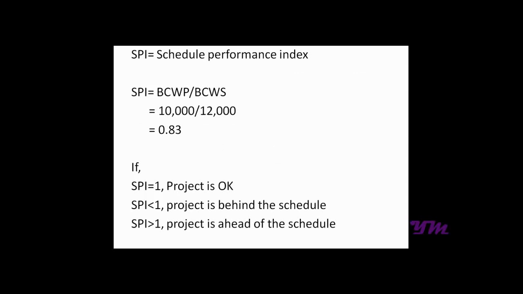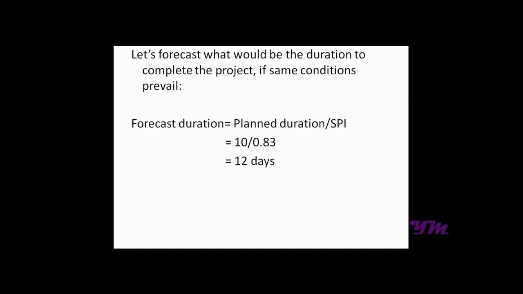Now we have another index, which is known as schedule performance index, which gives us details about the schedule. According to the formula, schedule performance index is equal to budgeted cost of work performed by budgeted cost of work scheduled. That is 10,000 by 12,000, which comes out approximately equal to 0.8. Similarly to CPI, if it's equal to 1, it is okay. If it's less than 1, it's behind schedule, and if it's greater than 1, it's ahead of schedule. So here it's behind schedule.